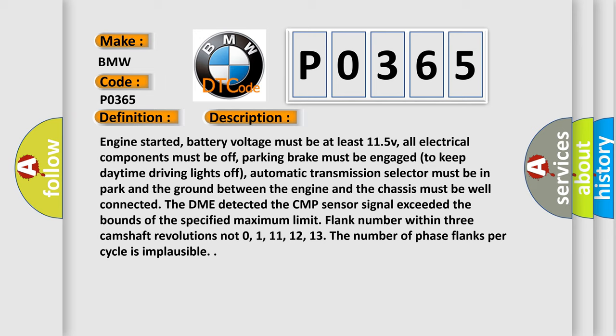Engine started, battery voltage must be at least 11.5 V, all electrical components must be off, parking brake must be engaged, daytime driving lights must be off, automatic transmission selector must be in park, and the ground between the engine and the chassis must be well connected. The DME detected the CMP sensor signal exceeded the bounds of the specified maximum limit. Flank number within 3 camshaft revolutions not 0, 1, 11, 12, 13. The number of phase flanks per cycle is implausible.